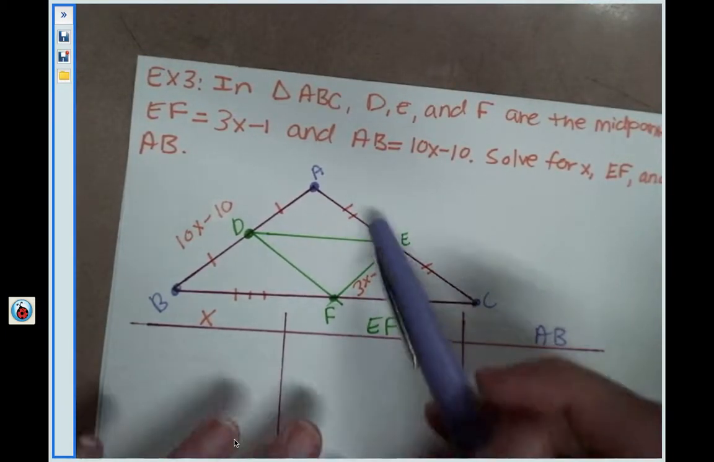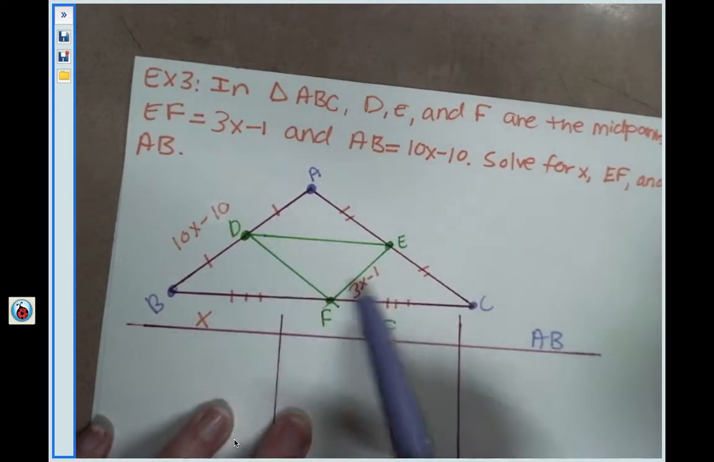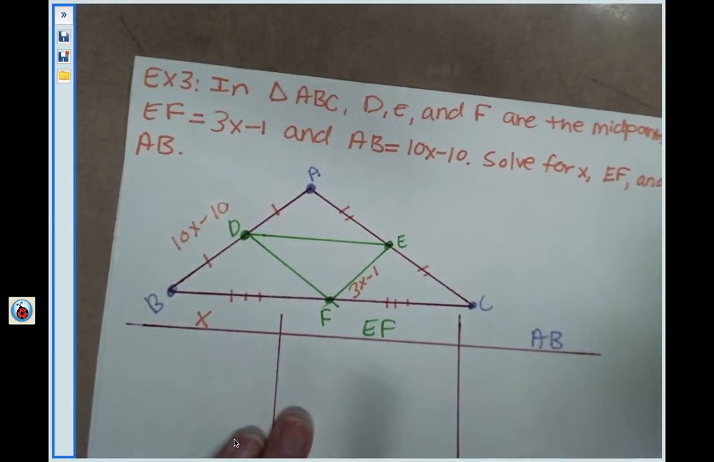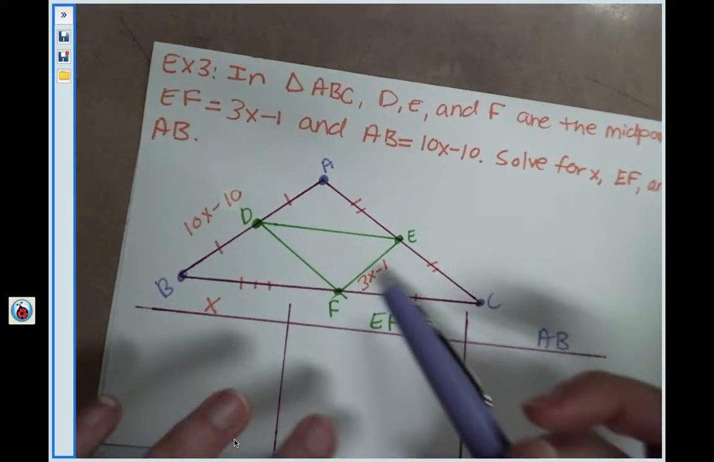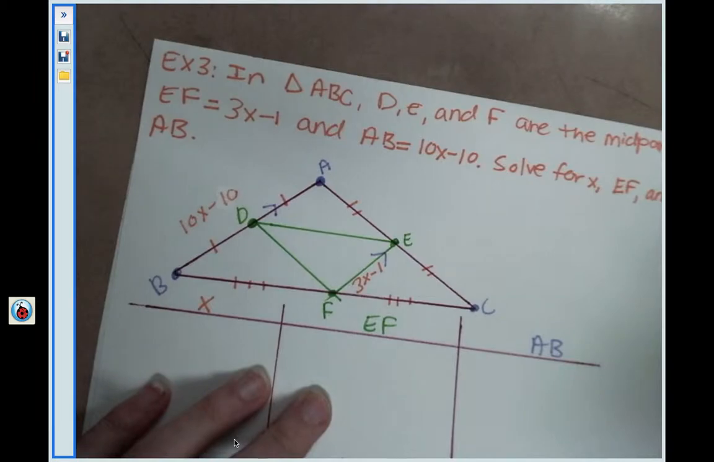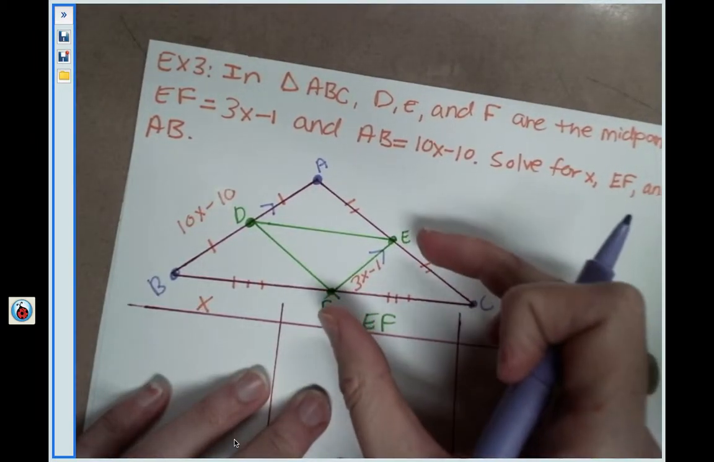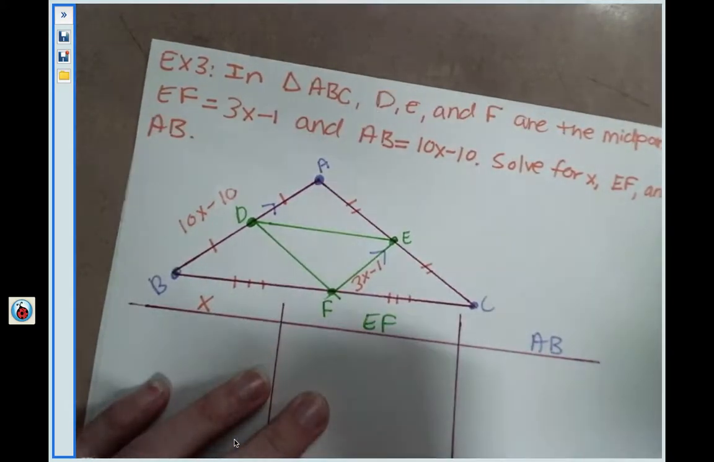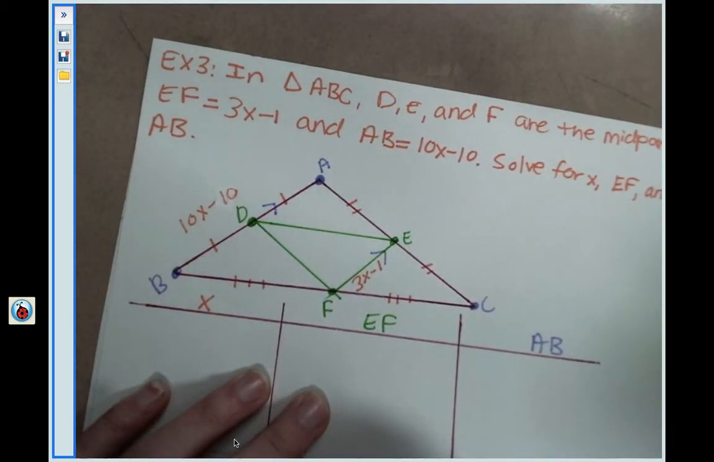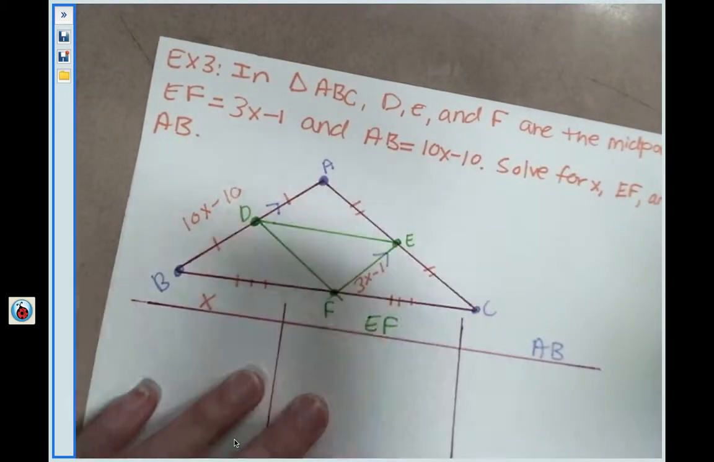If these are mid-segments, which side of the triangle is FE parallel to? Because if it's parallel, it has those special properties. You're correct, EF is parallel to AB. So if EF is parallel to AB, what can I do to EF to get to AB? I do, in fact, double EF. If I double EF, I will get AB.